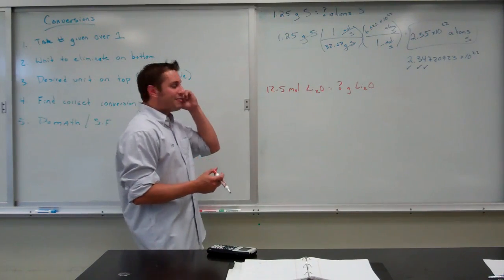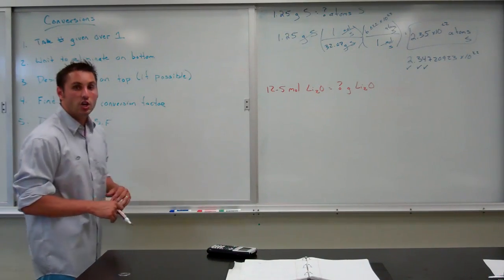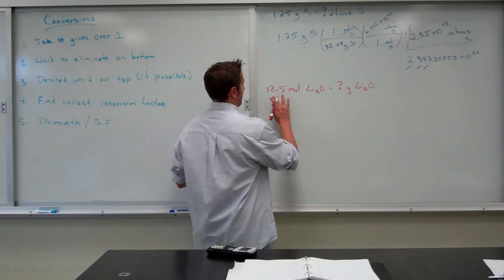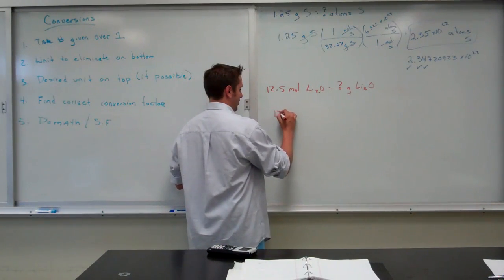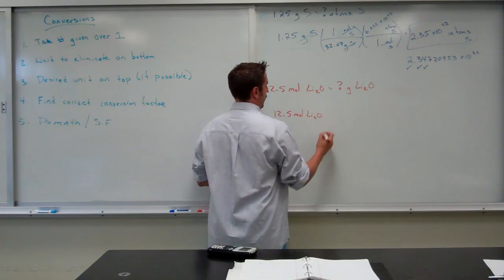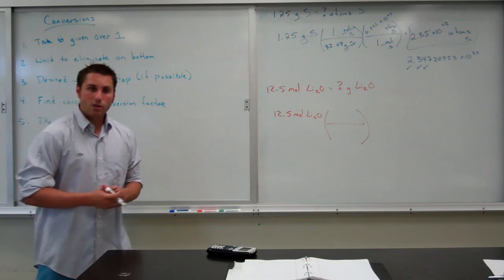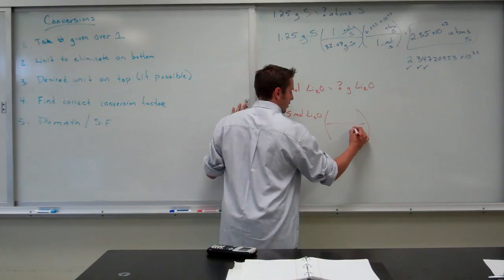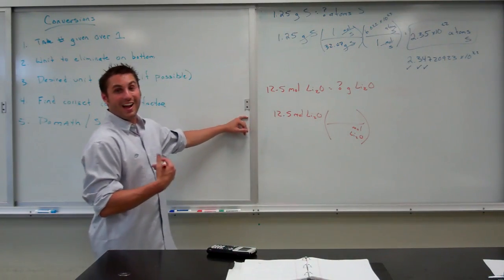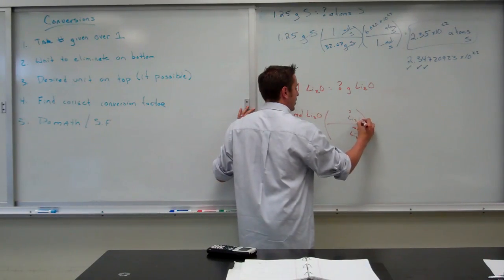So, first time we have done a conversion like this with a compound. So how do things change? All right, the good news is they don't. We still follow our steps. Take the number I'm given with its unit over 1. I draw my brackets. Unit to eliminate goes on the bottom, which would be moles Li2O. What I'm trying to find on top, which is grams Li2O.